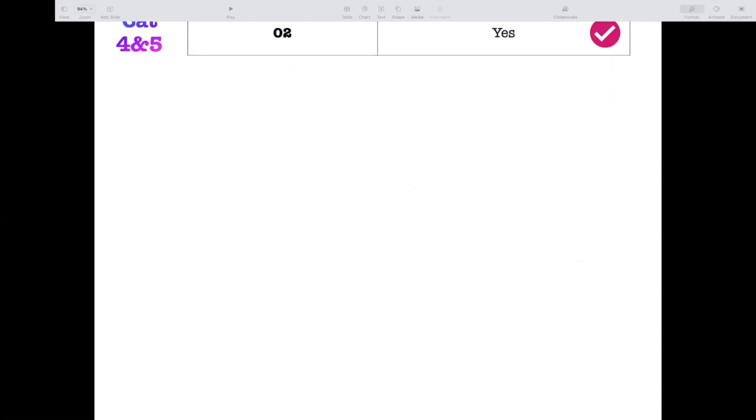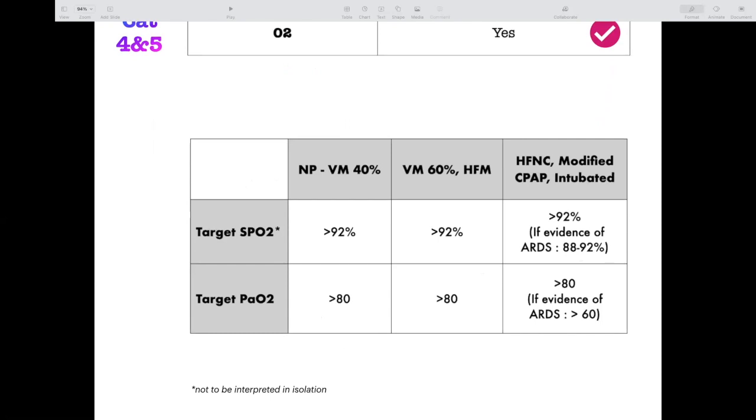Okay, in Cat4 and Cat5 patients, we need to know what is our target of our SpO2 for all the patients in COVID-19. So the general rule is that we need to maintain the SpO2 of more than 92%, which means it must have at least 93% to 100%. Okay, if there's only evidence of ARDS, we must maintain the SpO2 at 88 to 92%.